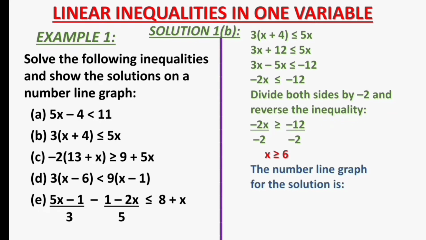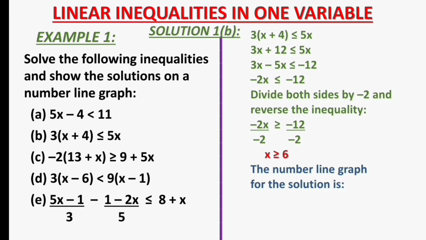Don't forget, whenever you divide or multiply both sides of an inequality by a negative quantity, you reverse the inequality. So that gives us minus 2x divided by minus 2 becoming greater than or equal to minus 12 divided by minus 2. In other words, the original less than or equal to in the question has been reversed to greater than or equal to. Please take note of this step. The solution to the inequality becomes x is greater than or equal to 6.